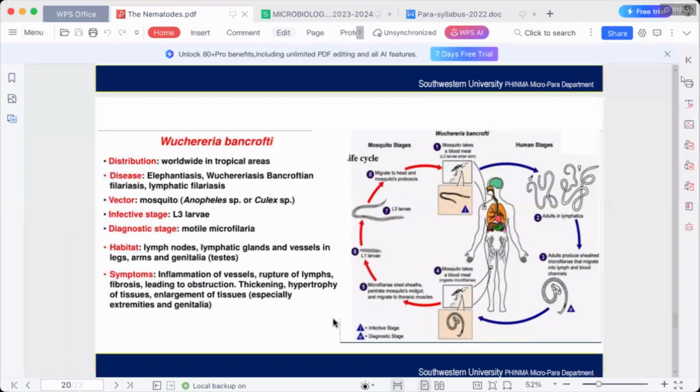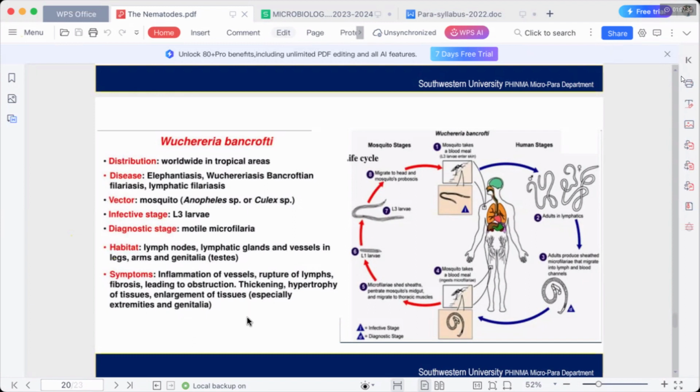Remember, infective stage is different from your diagnostic stage. When you say diagnostic stage, it is the one that is found in your diagnostics or laboratories. Infective stage is the one that's causing you the infection. The habitat is the lymph nodes, the lymphatic glands and vessels in the legs and arms and genitalia.